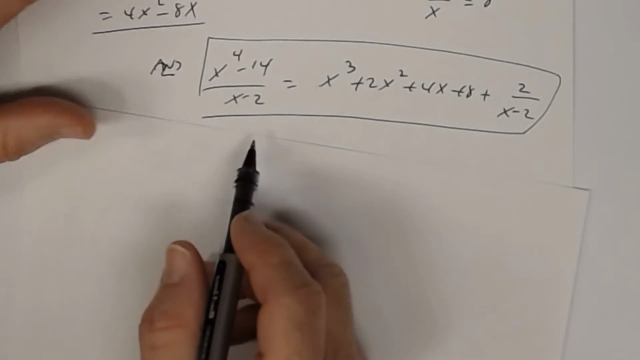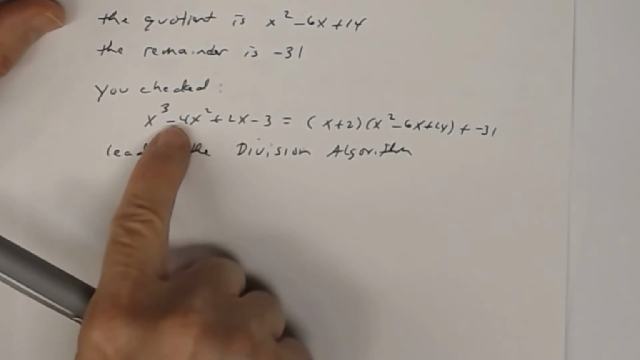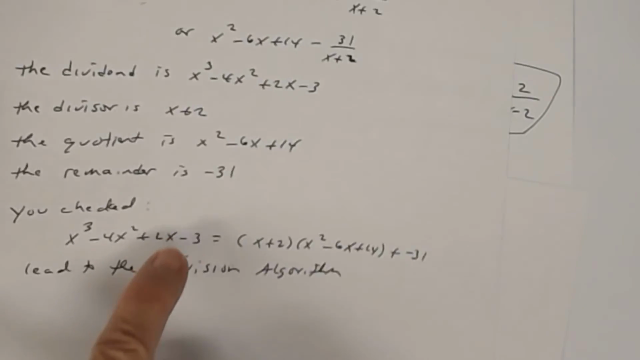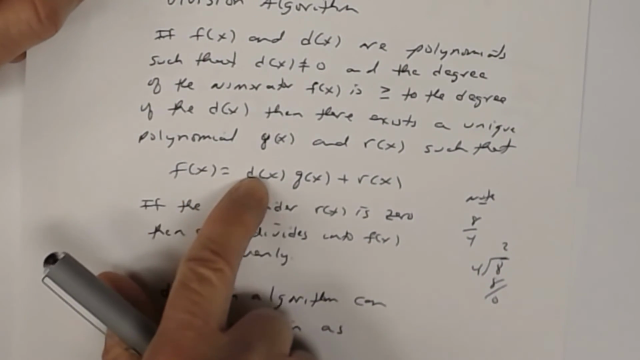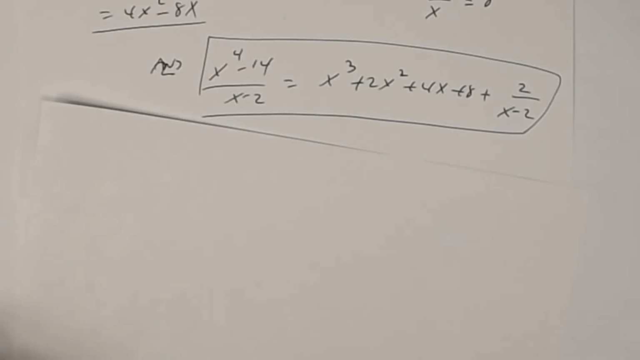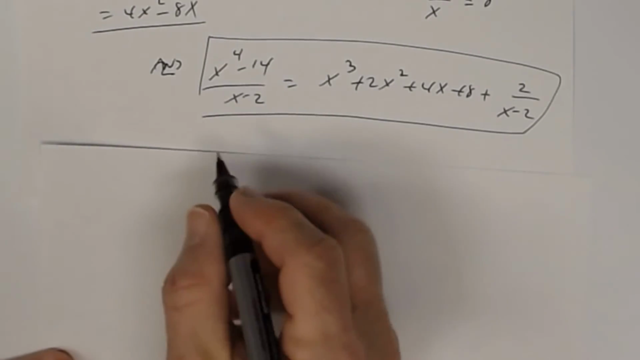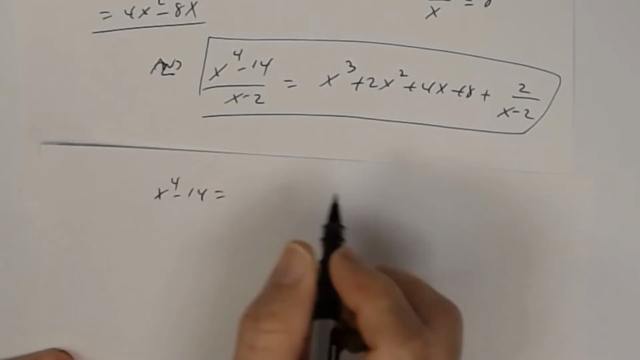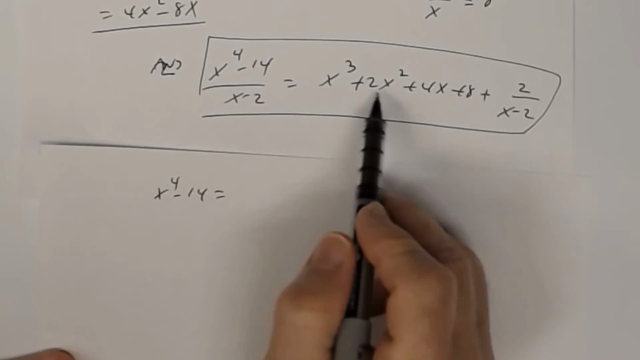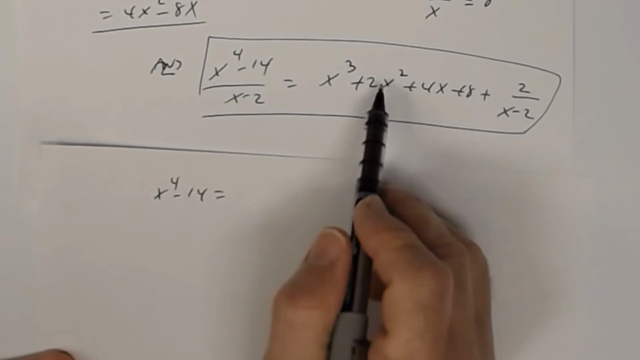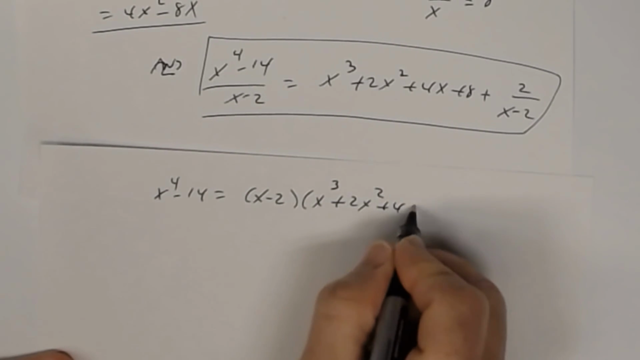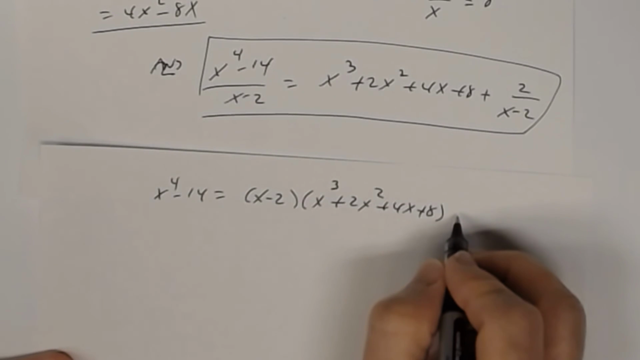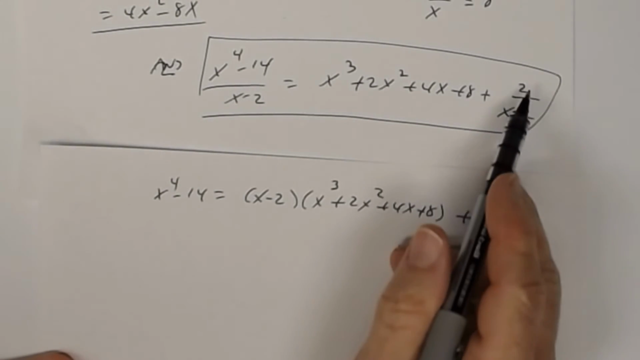So remember, we're going to go back to the division algorithm. So to check this, you're going to say the dividend is going to equal the divisor times the quotient plus the remainder. So you're going to say the dividend, which is x to the fourth minus 14, is going to equal the quotient times your divisor. So x minus 2 times x cubed plus 2x squared plus 4x, oops, sorry, plus 8. And then plus your remainder, which remember your remainder is just 2.